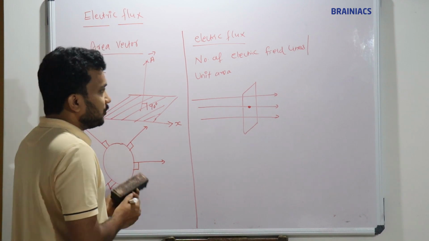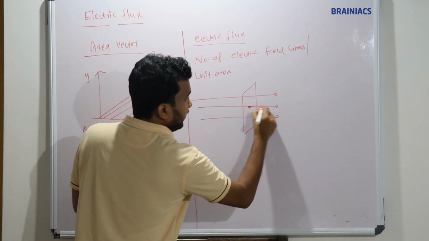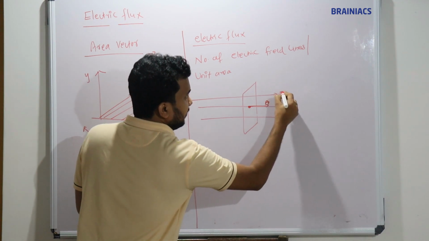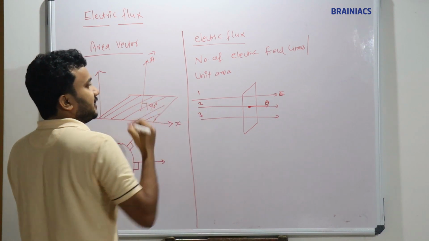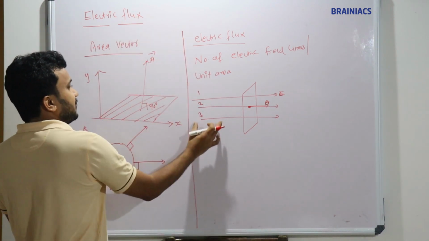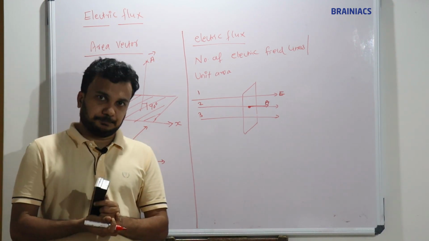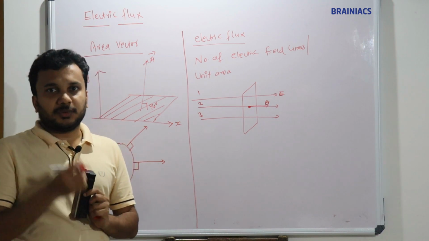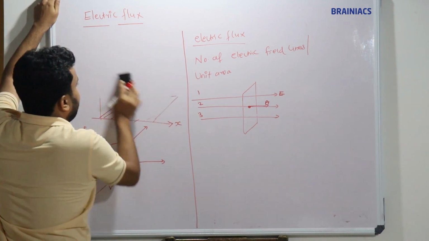Here, suppose the surface area vector is like this, and the electric fields are like this. Now here you can see 1, 2, 3 lines are passing, and these 3 lines are called electric flux. So flux means the number of electric field lines passing per unit area. Okay, hope you understood what is called electric flux. Let me take a couple of examples so that it will be clear.